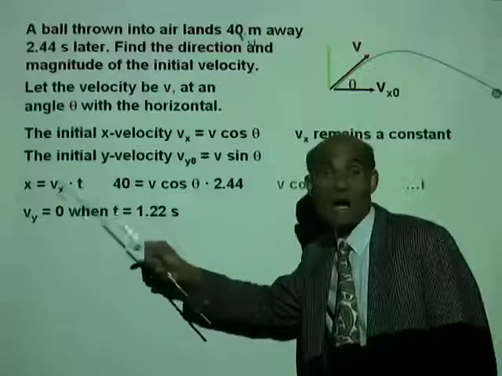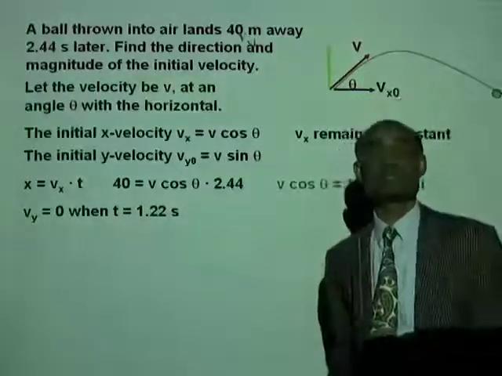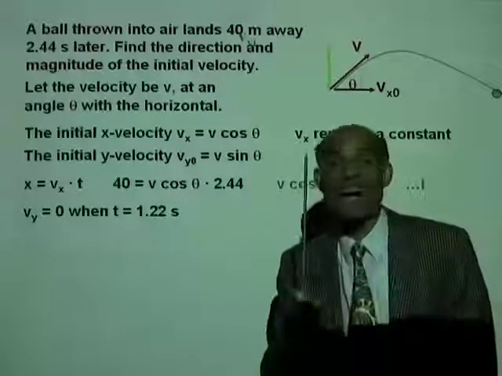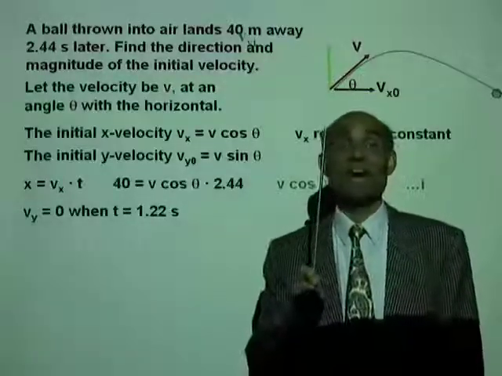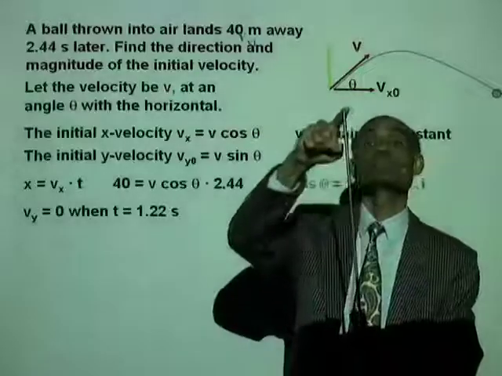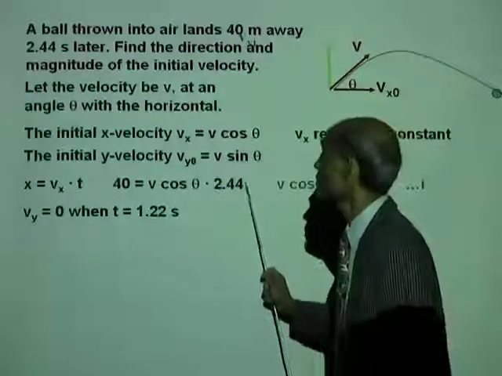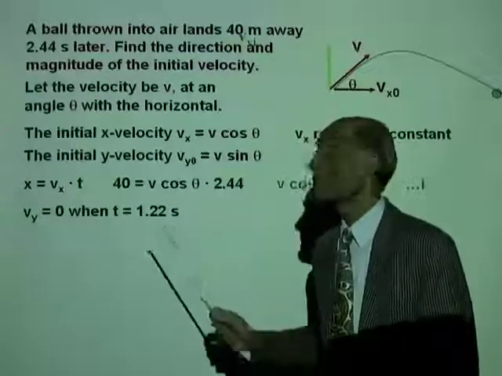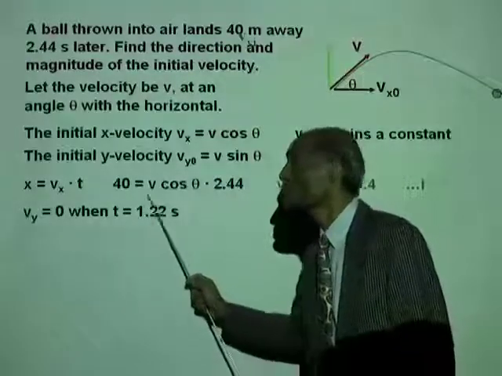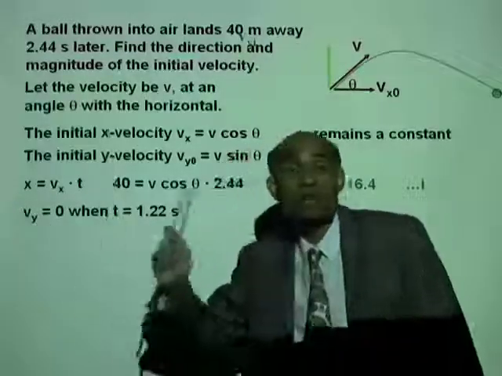What is the vertical velocity when it reaches the maximum height? The vertical velocity will be 0, and what is the time taken to achieve that? Half the time of flight. The time taken for the projectile to reach the maximum height is half the time of flight. If 2.44 is the time of flight, the time taken to reach the maximum height is 1.22 seconds. And at that time, the y velocity will be 0.